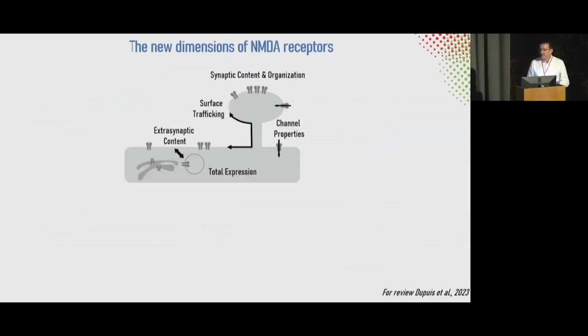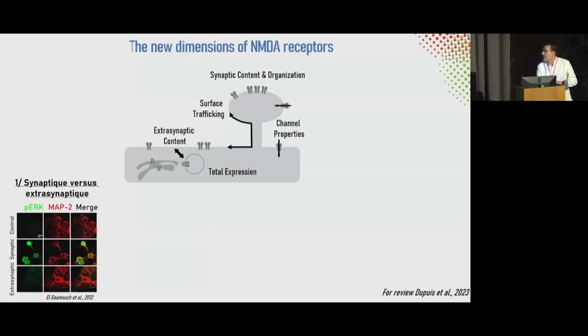So to go a little bit deeper on that process, we know also that the classical view of the receptor is that the receptors are accumulated at the synaptic level. But the synapse is not the only place where you can find this NMDA receptor. We know now that this NMDA receptor can be at the extrasynaptic part.